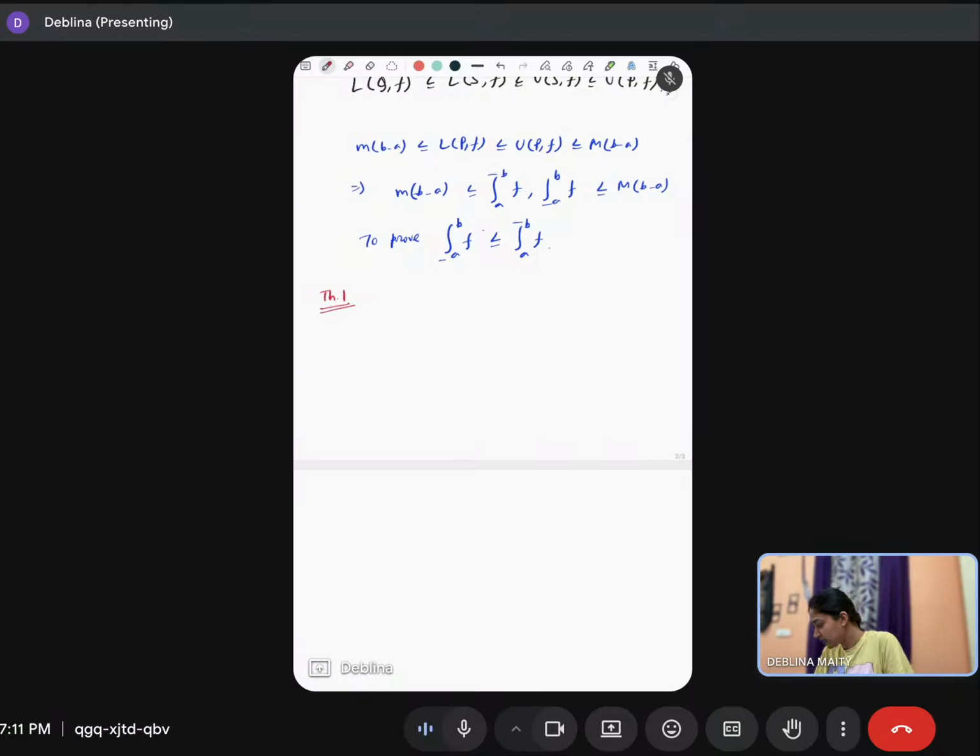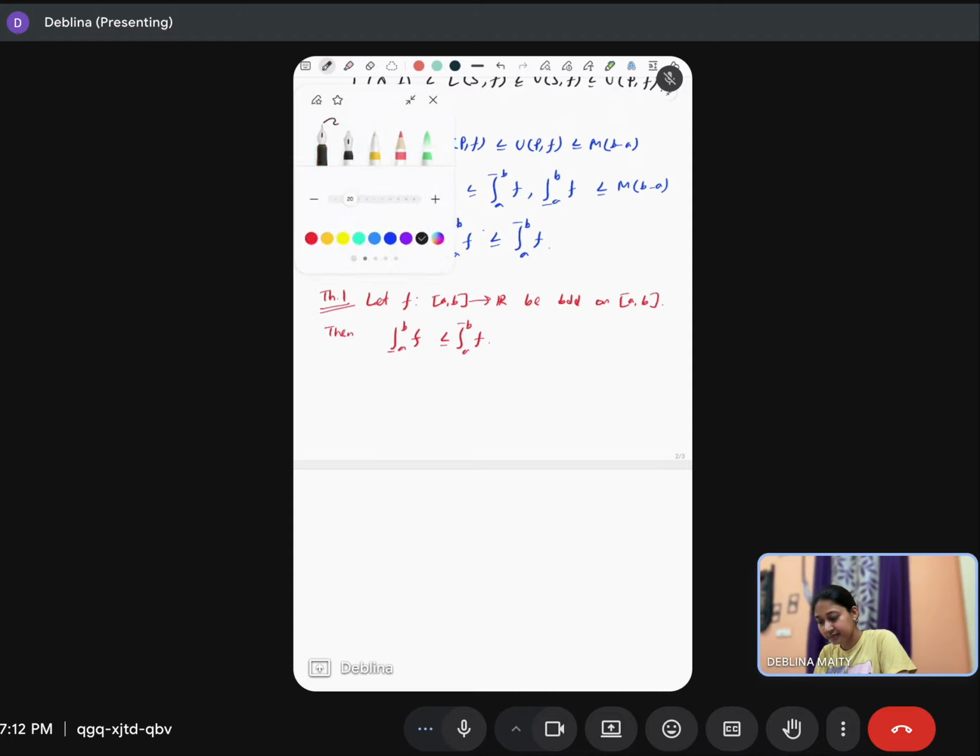So theorem 1 says, let f be bounded on [a, b], then the lower sum of f is less than or equal to the upper sum of f. Right?